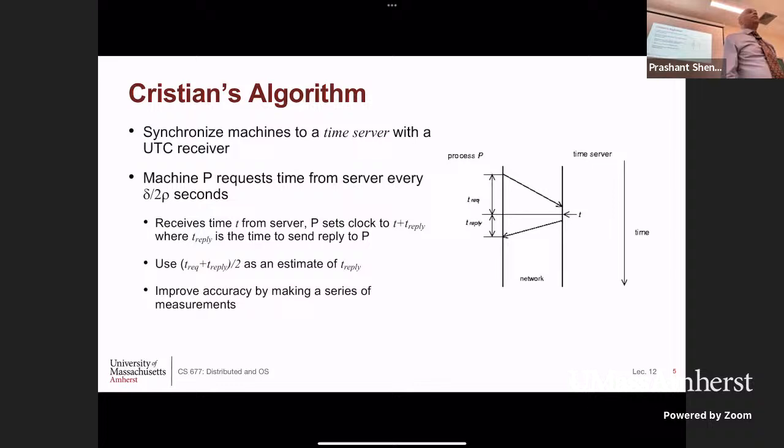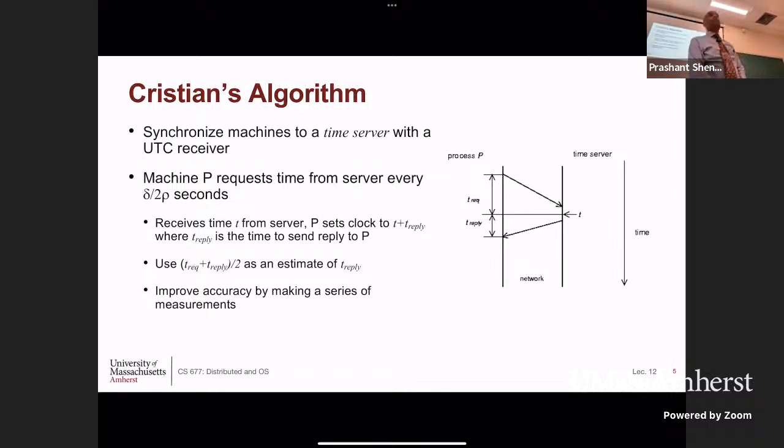And we don't know actually what T request and T reply are. Those are two different values. As one approximation, we can assume they are equal. So one approximation is you say an estimate of T reply is T request plus T reply over 2. You just take the total value, divide by 2. You will say it takes the same amount of time for the message to go as it takes to come back. So we know the total time, so we'll divide by 2. That's an estimate of T request.